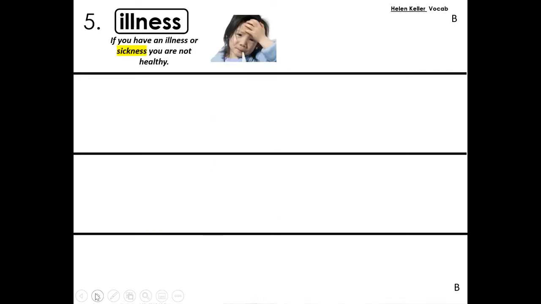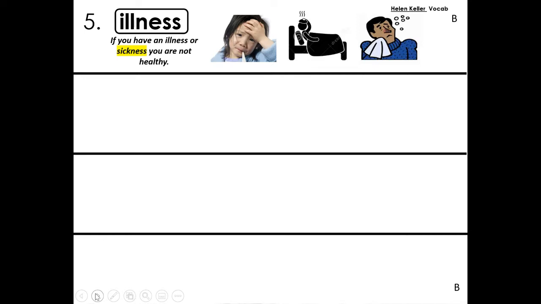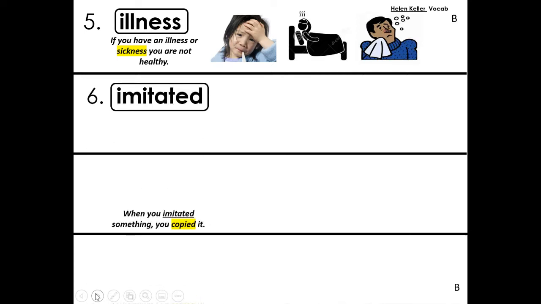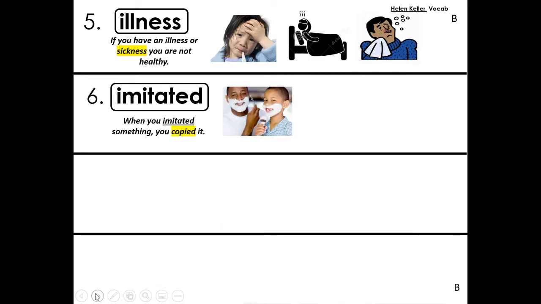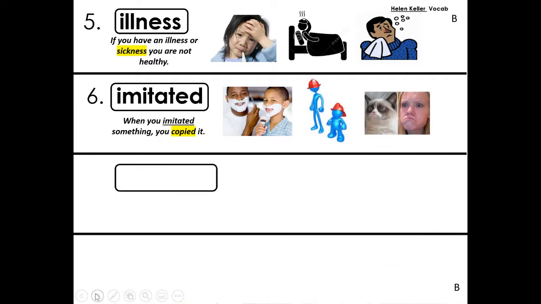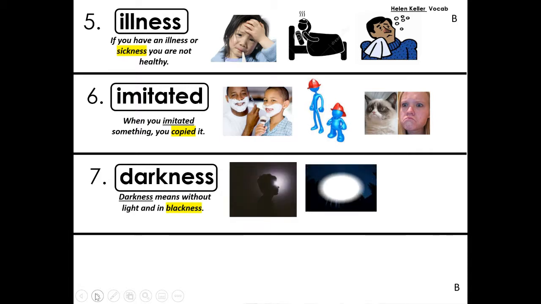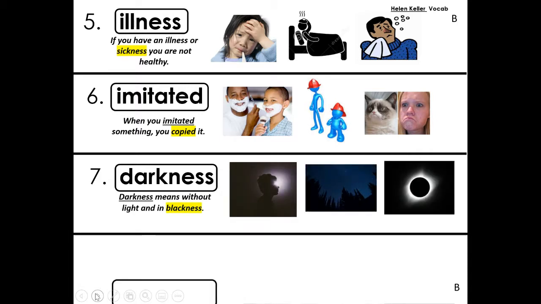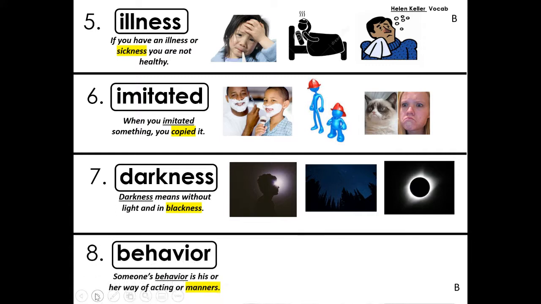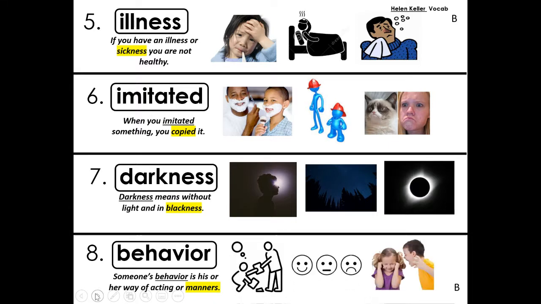Number five, illness. If you have an illness or sickness, you are not healthy. Number six, imitated. When you imitated something, you copied it. Number seven, darkness. Darkness means without light and in blackness. Number eight, behavior. Someone's behavior is his or her way of acting or manners. So you can have positive behavior or negative behavior.